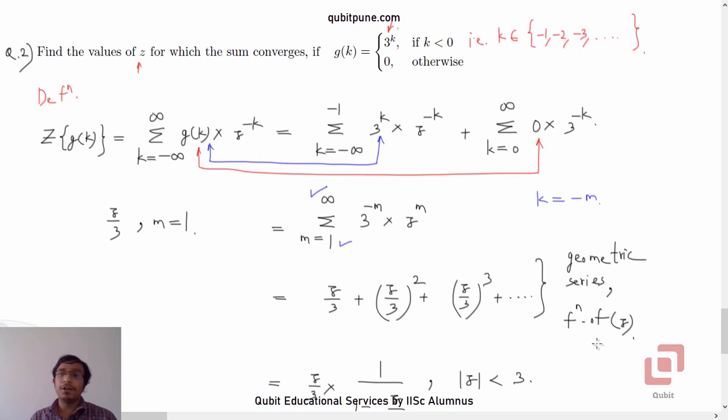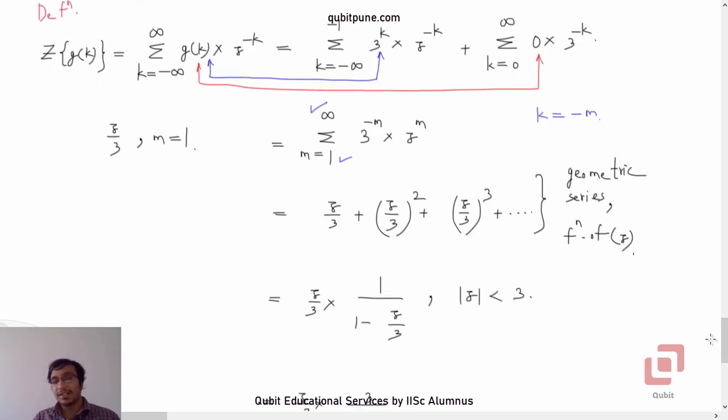If we want to associate the closed form of this function to this infinite series, then we should put some restriction on the common ratio of this particular infinite series. What is the common ratio? The common ratio is z upon 3. By the theorem, what is the restriction that we should have on the common ratio? Mod of the common ratio has to be less than 1, or mod of z should be less than 3.